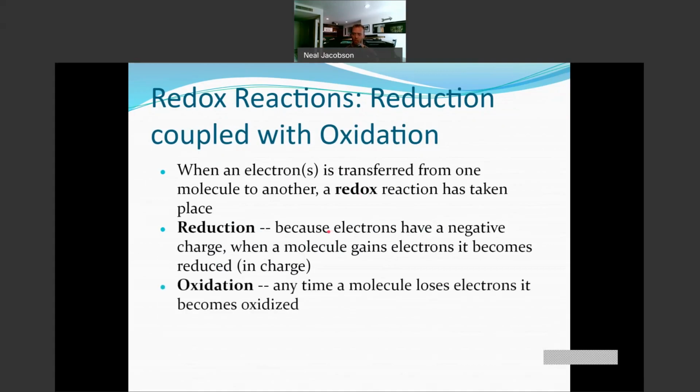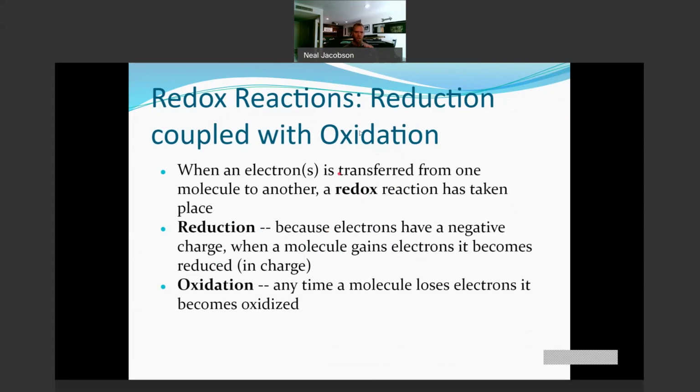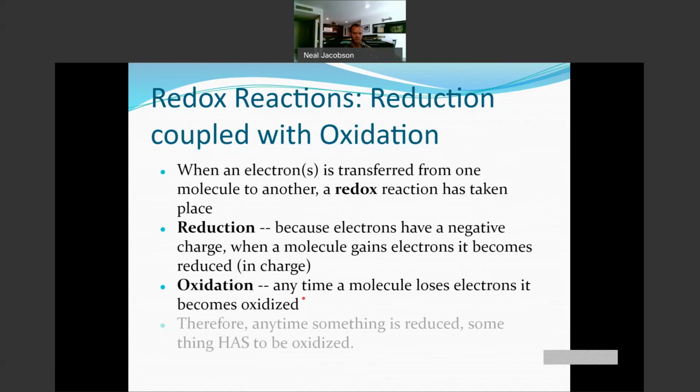Oxidation is anytime that a molecule loses its electron, it becomes oxidized. So oxidation is anytime that a molecule loses electrons. So the wire in the wall that's charging up the battery loses its electrons, it technically is becoming oxidized. So if you think about it, anytime that a redox reaction takes place, anytime that electrons are transferred, one molecule has to be getting oxidized. Anytime something's being reduced, anytime something's gaining electrons, that means those electrons came from somewhere, and that thing has to be oxidized.